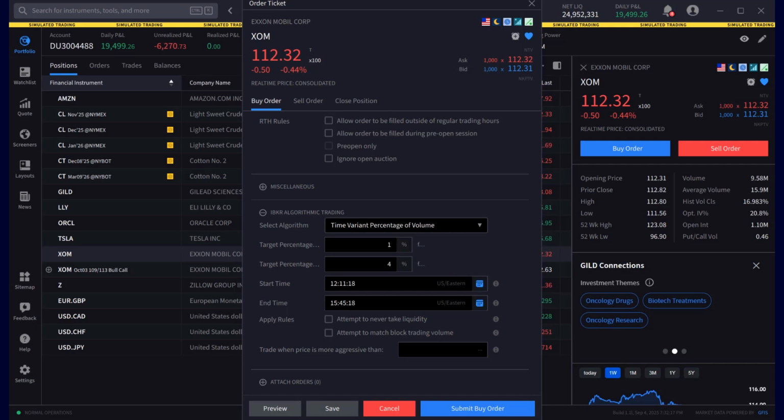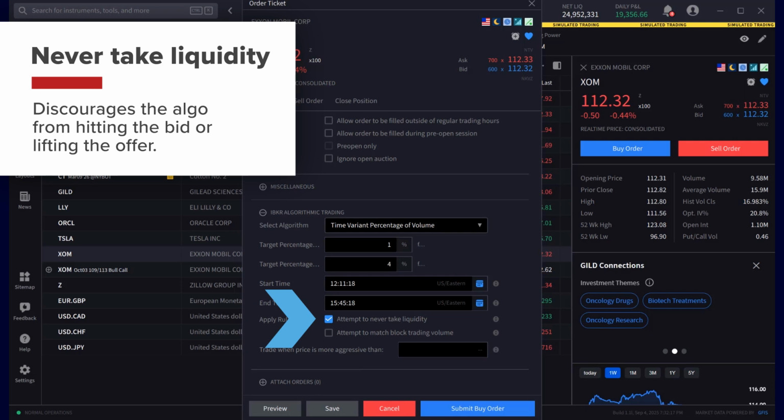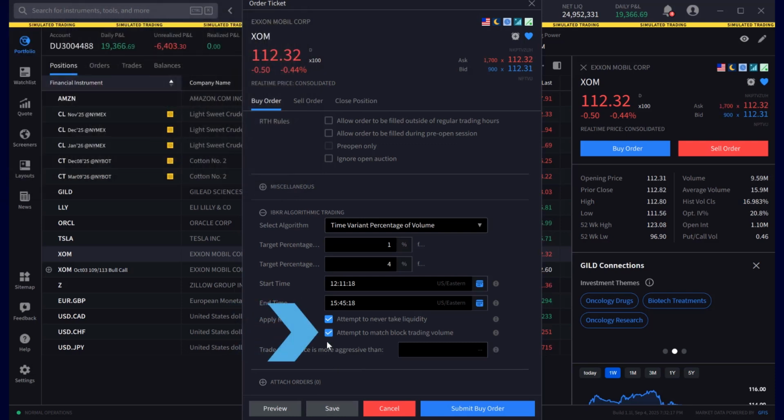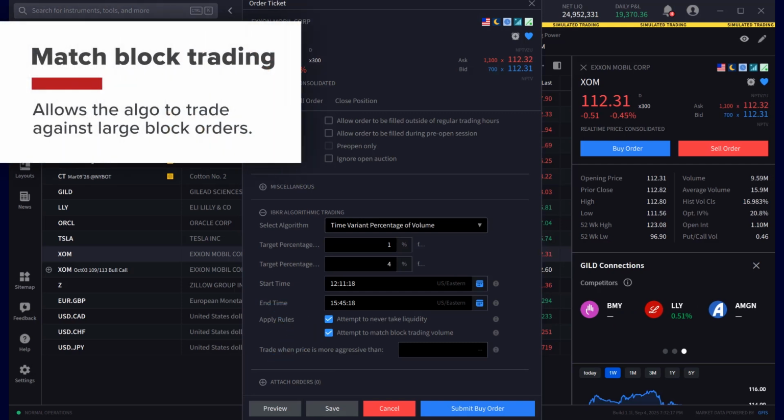By checking the box next to the categories, the investor can attempt to never take liquidity, which discourages the algo from hitting the bid or lifting the offer, and/or match block trading, which will allow the algo to trade against large block orders.